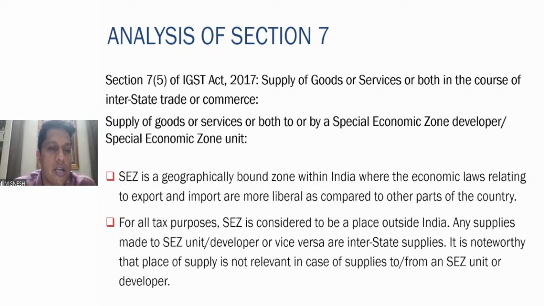So an important point here is the second para, if you see: for all tax purposes, SEZ is considered to be a place outside India only. It is not a place within India, even though it is physically located in India. Any supplies made to the SEZ unit or even to the developer of the special economic zone is an interstate supply. Therefore, here place of supply is not relevant at all. In case of supplies to the SEZ, it is something like an export of service. If you're providing the service to an SEZ, it is as if the place of supply is outside India only. Fine.